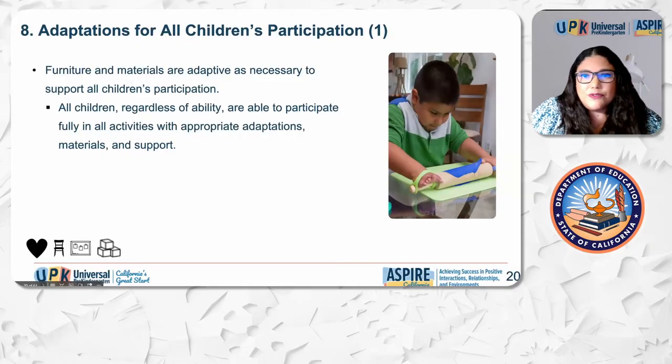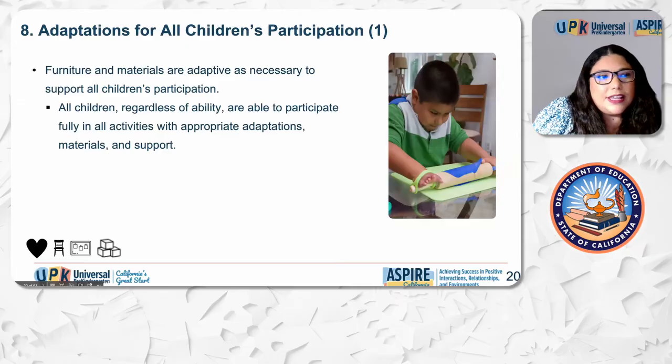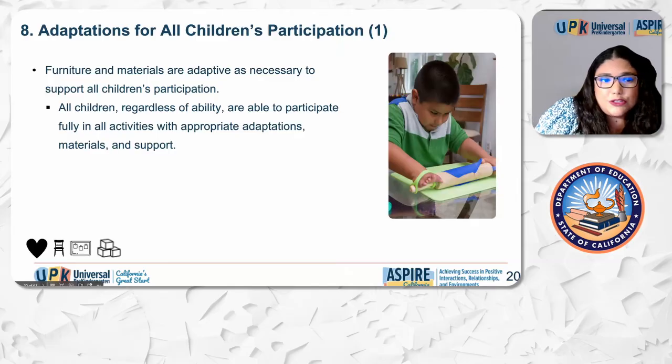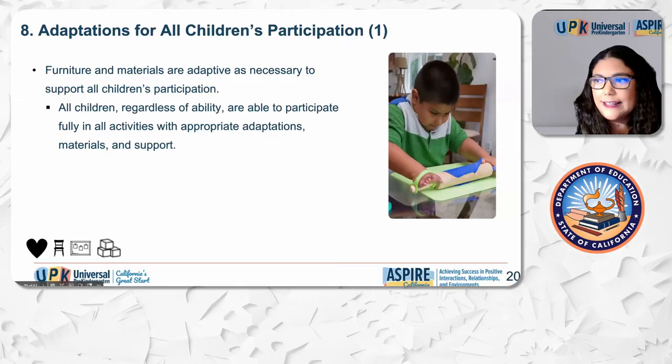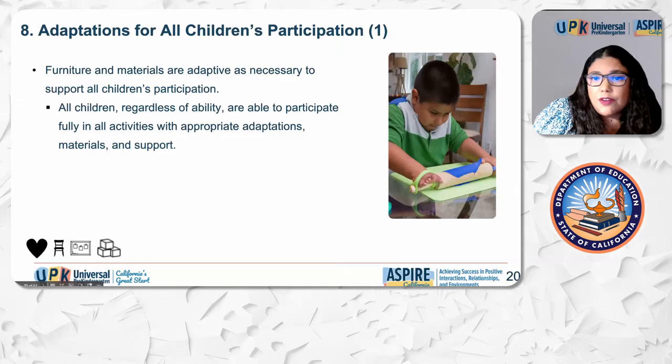Next, we have adaptations for all children's participation. And this item reminds us that all children, regardless of ability or need, should be able to fully participate in those classroom experiences. So adaptations might include adaptive furniture, specialized seating, perhaps some fidget tools, or maybe some switch activated toys. Each thoughtfully selected to remove those barriers and support every child's success.